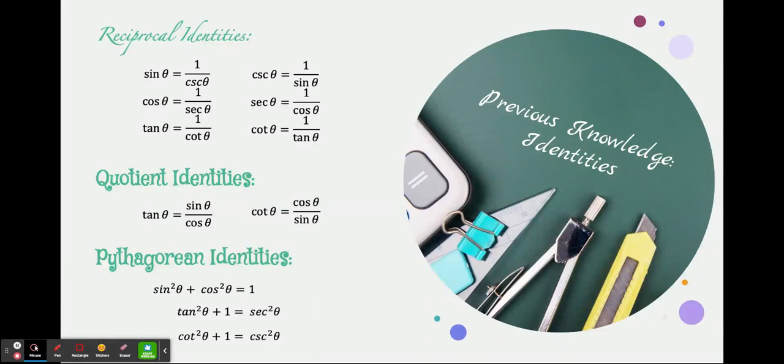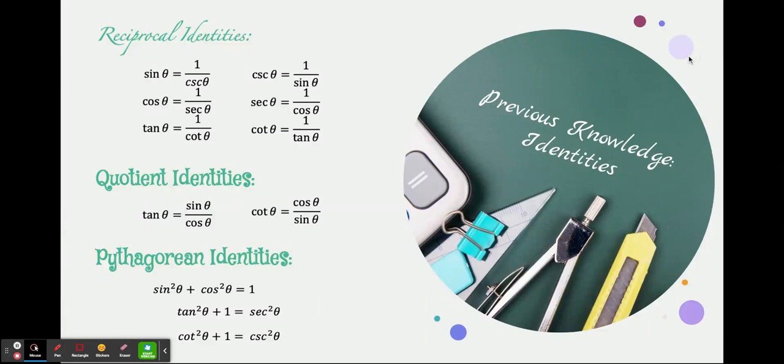The quotient identities: the tangent of theta is equivalent to sine over cosine, and cotangent of theta is equivalent to cosine of theta over sine of theta. Pythagorean identities: sine squared plus cosine squared equals 1, and you can divide each of those by cosine squared and obtain tangent squared plus 1 equals secant squared, or divide everything by sine squared and get cotangent squared plus 1 equals cosecant squared. We have previously used these identities to solve trig problems with numbers.